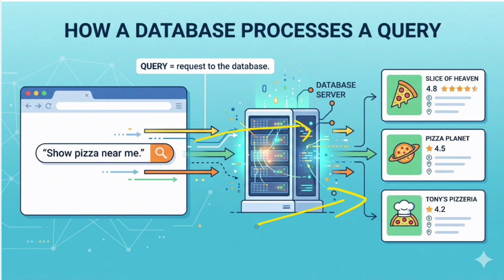Every time you search, place an order, make a payment or track delivery, the app sends queries to the database. A query can ask the database to find information. It can also add new information. It can update existing information. And it can also delete information when needed. So when we use an app, we are not directly seeing the database, but almost every action we take depends on the database.